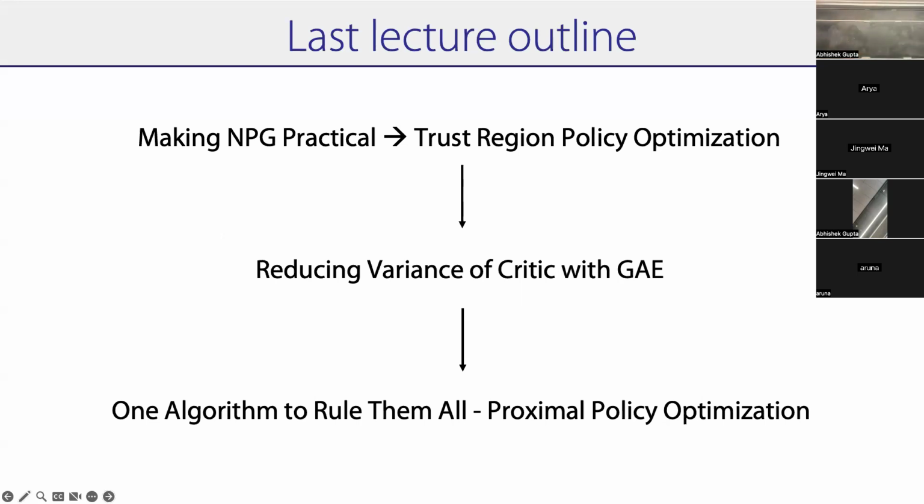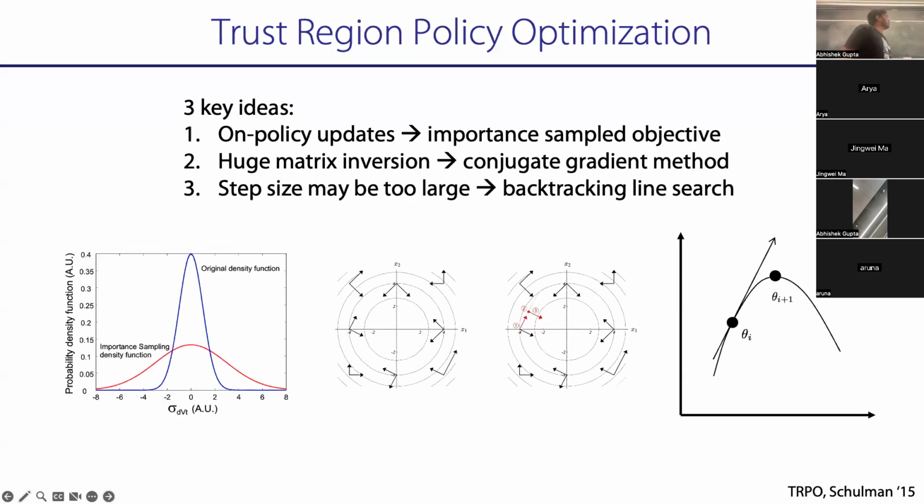We tried to study how to go from the conceptual formalization of policy gradient to something that we'd actually use in practice. So let's go over this real quick. The three key ideas in TRPO. The first is to go from on-policy updates to importance sampled updates. The second is you want to avoid huge matrix inversion, so you convert into a minimization problem for a quadratic and use conjugate gradient to solve it. And lastly, you don't want to deal with step size problems, so use backtracking line search, right? Those are the three key ideas of TRPO.